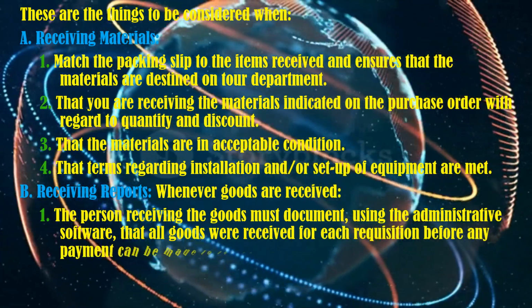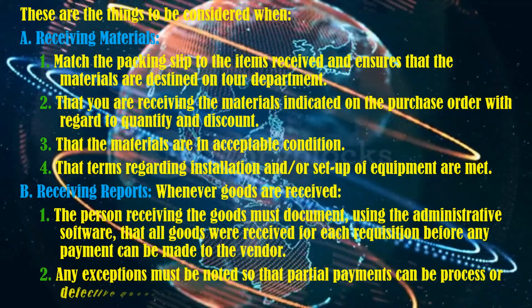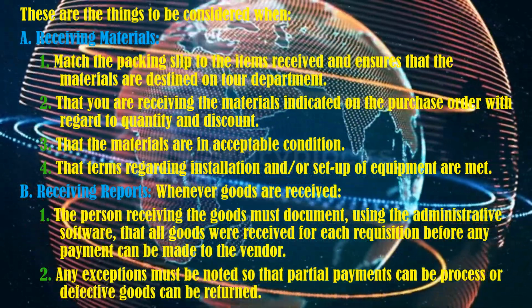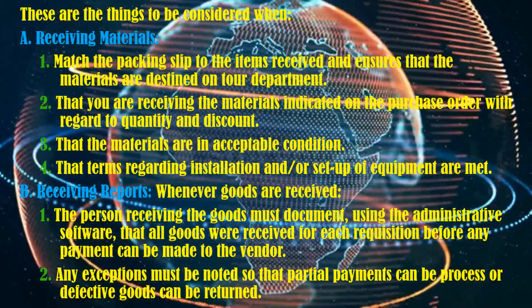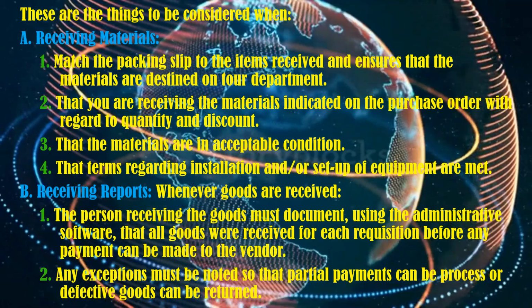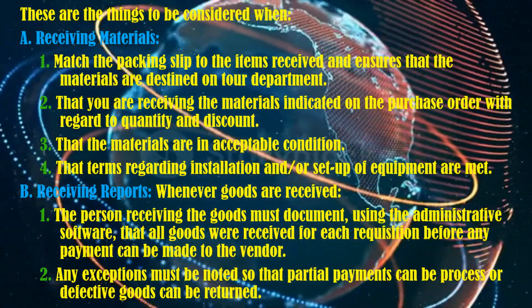B. Receiving reports. Whenever goods are received. 1. The person receiving the goods must document, using the administrative software, that all goods were received for each requisition before any payment can be made to the vendor. 2. Any exceptions must be noted so that partial payments can be processed or defective goods can be returned.